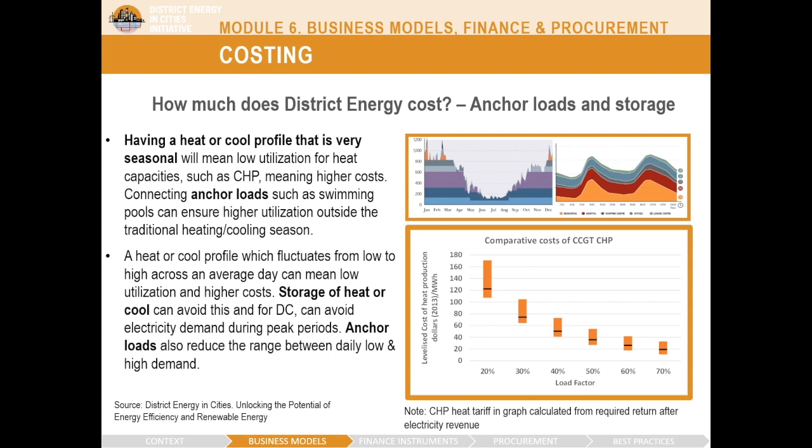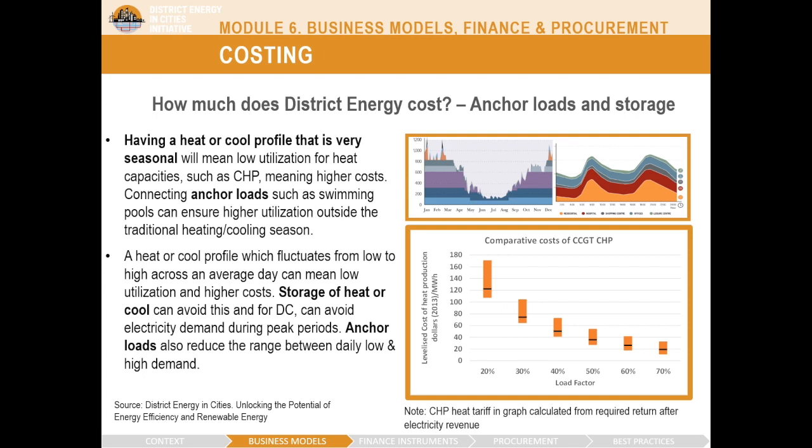Anchor loads and storage. Having a heat or cool profile that is very seasonal will mean low utilization for some heat capacity, such as CHP, meaning higher costs. Connecting anchor loads such as swimming pools, data centers, low temperature industry, can ensure higher utilization outside of the traditional heating or cooling season. Having a heat or cool profile which fluctuates from very low to very high across an average day can mean low utilization and higher costs.